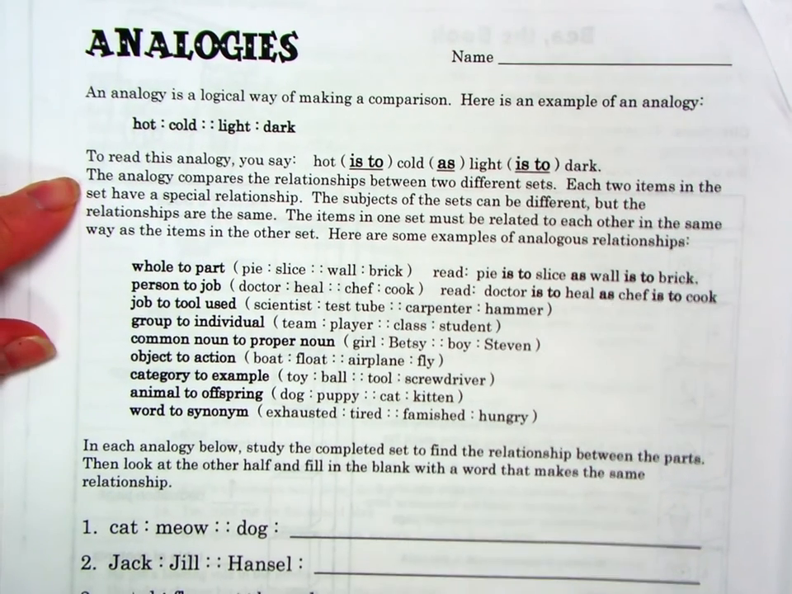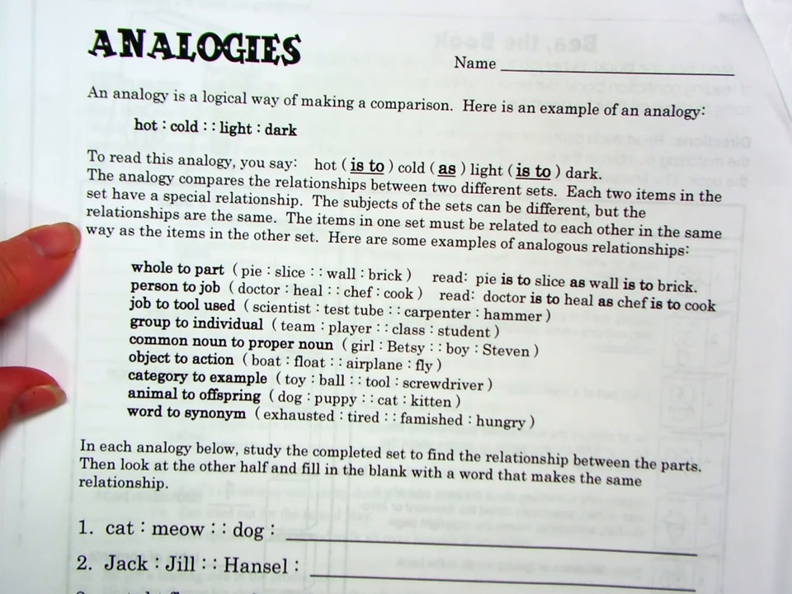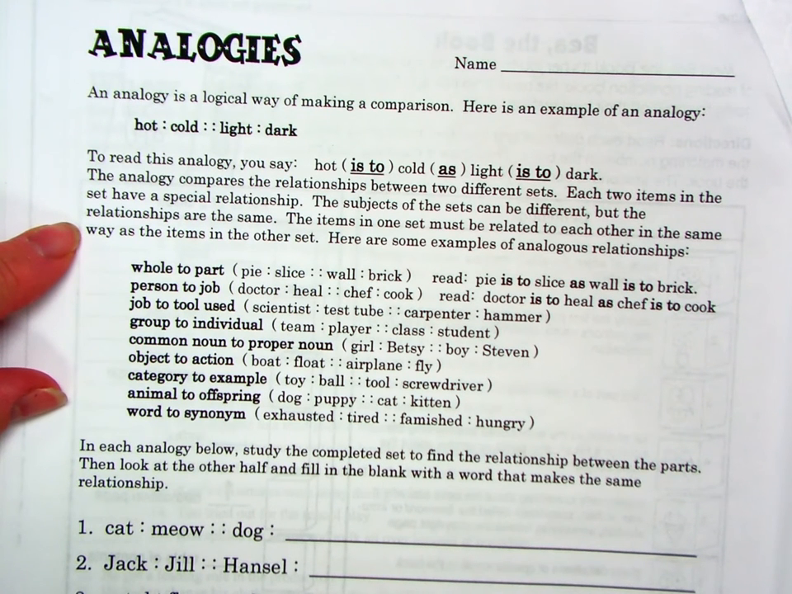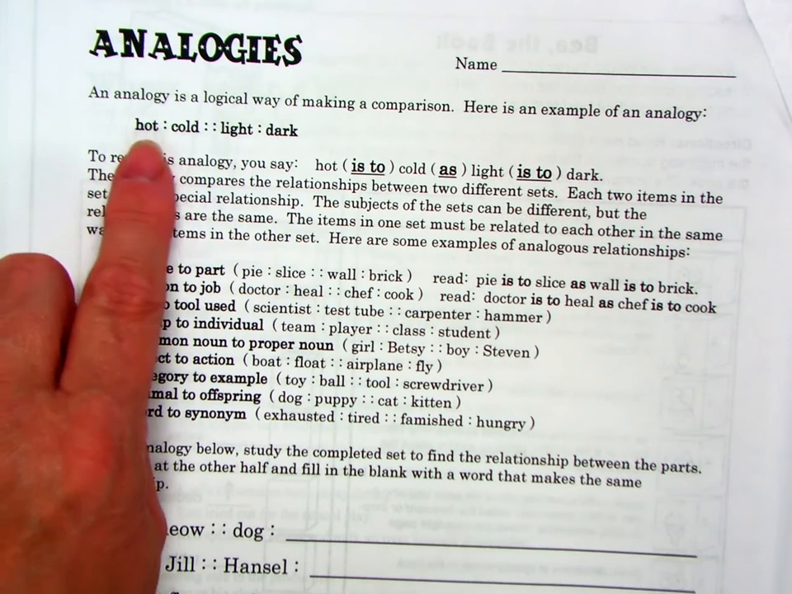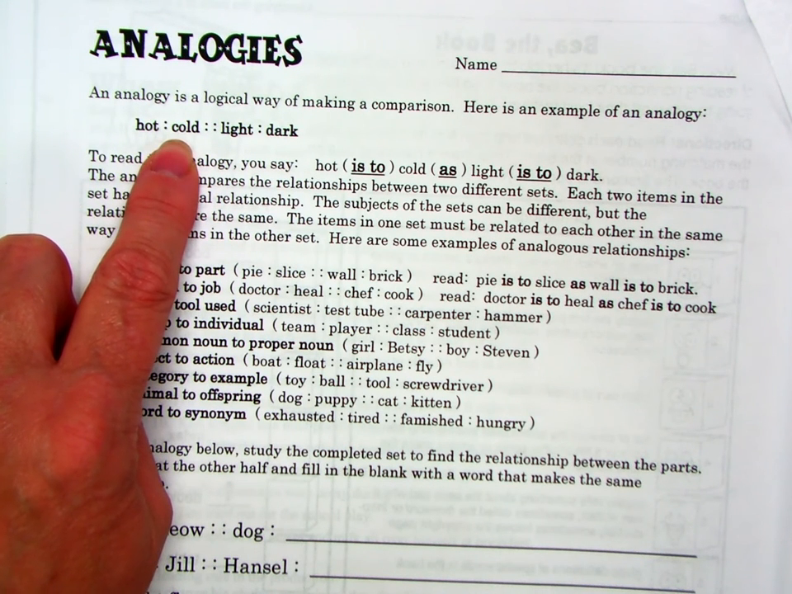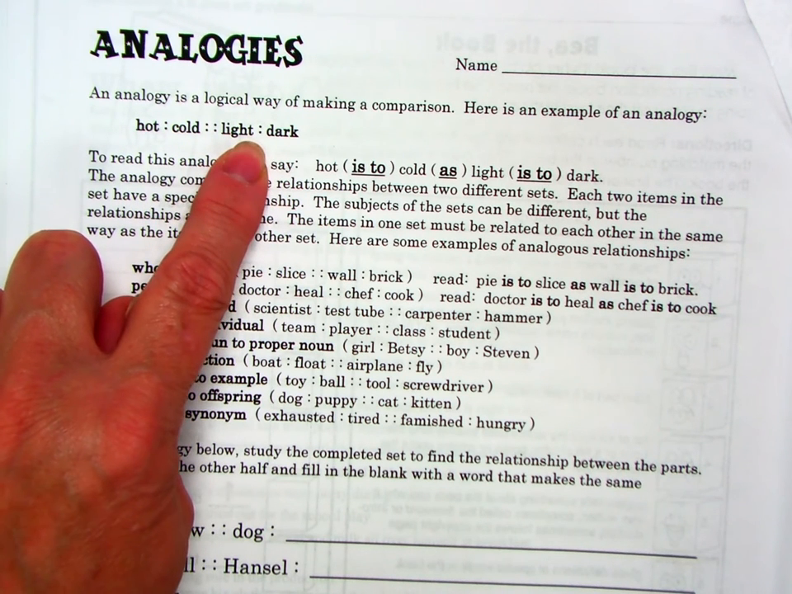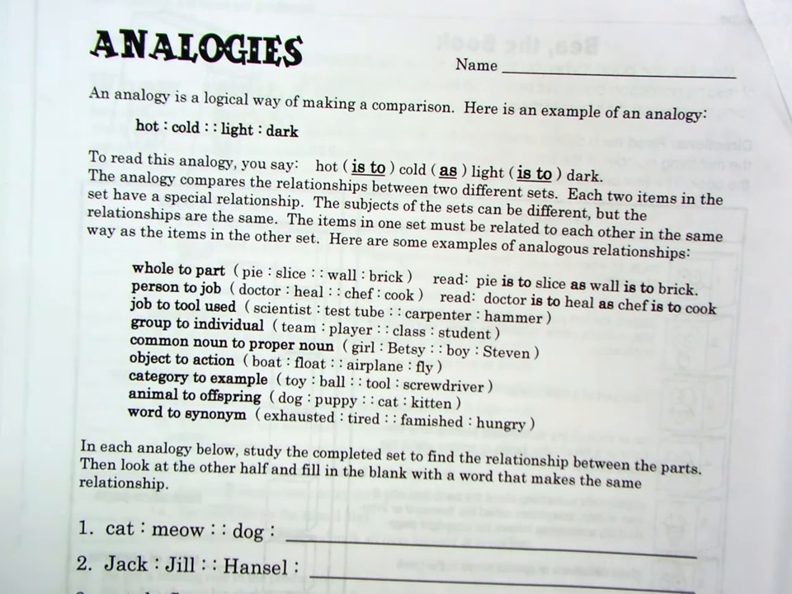The analogy compares the relationships between 2 different sets. Each 2 items in the set have a special relationship. The subjects of the sets can be different, but the relationships are the same. The items in one set must be related to each other in the same way as the items in the other set. So in this set, hot and cold are what we would call opposites or antonyms, and light and dark are also opposites or antonyms.